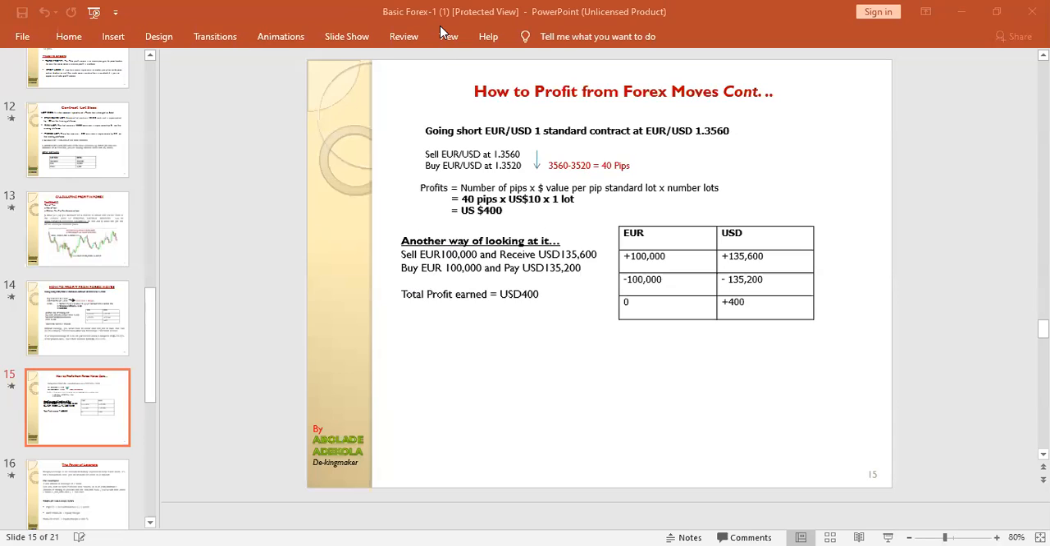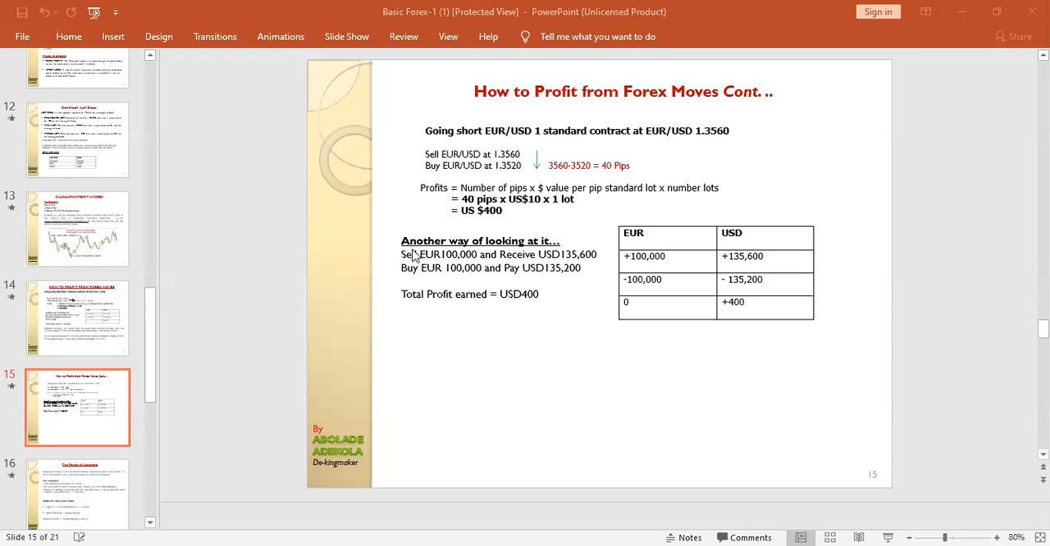Okay, you are dealing with the base currency. So don't forget and take note. That is why you have 100,000 here. You may be thinking, why is it 100,000? Why not one? It is still one, because that one is equivalent to 100,000 units.